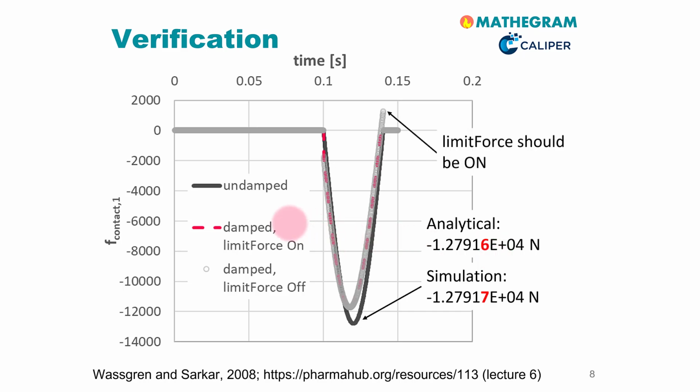If we now employ damping, so we simulate a system with a lower coefficient of restitution than 1, you will see that there is a difference between the situation where we have limit force on. This is the red dashed line. You see here no overshoot, in contrast to the situation where we don't limit the force, where the gray circles here illustrate that you get a little bit of attractive force. So this is again a nice example of a quantitative and a qualitative verification of your implementation.